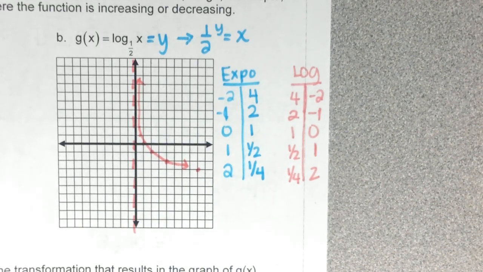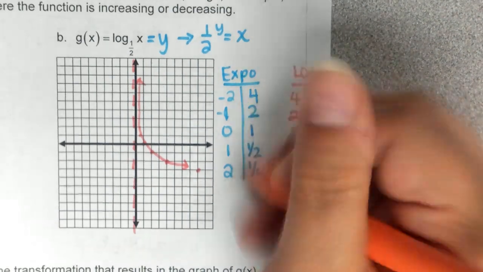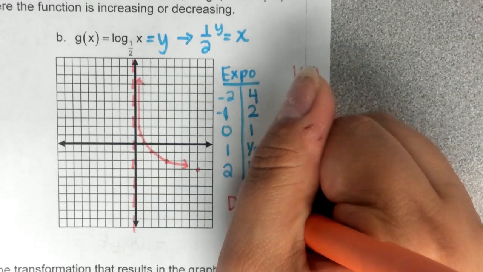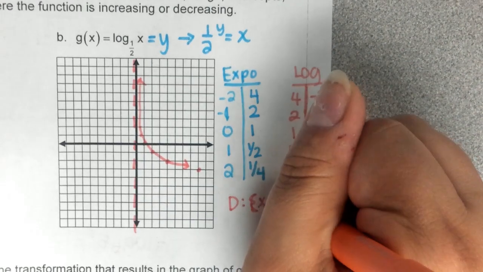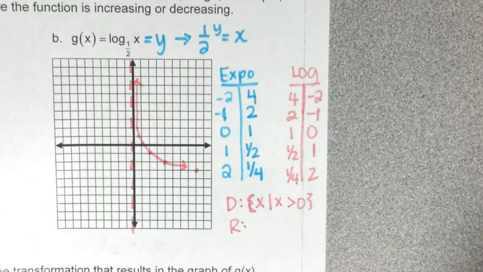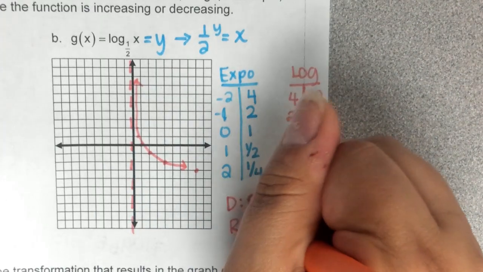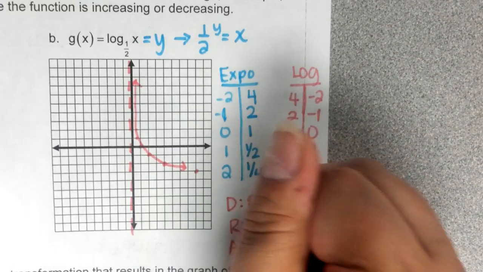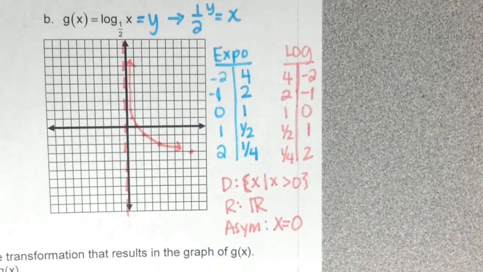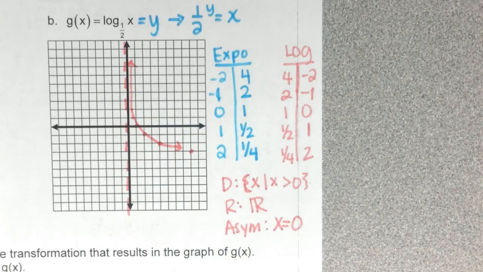All right, what's my domain? And I'm going to write it, you're right, but I'm going to write it the other way. X such that X is greater than 0. What's my range? And what's my asymptote? X equals 0. All right, last one. Can I move on?